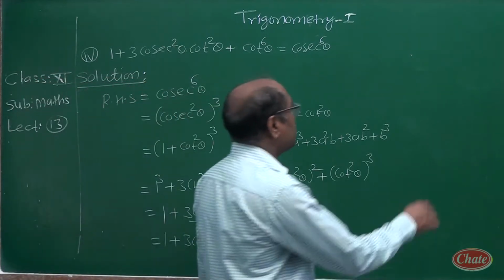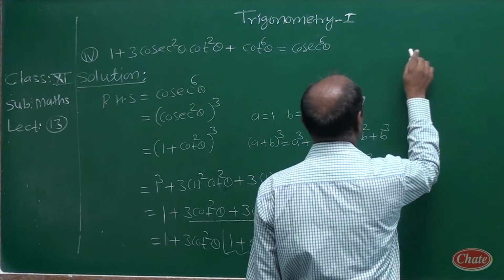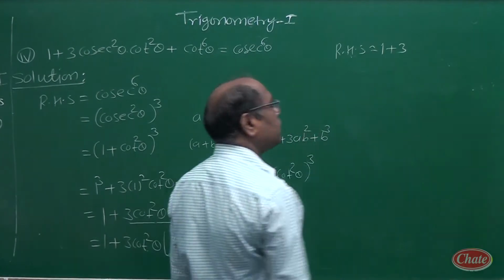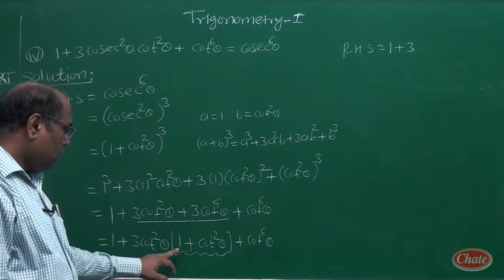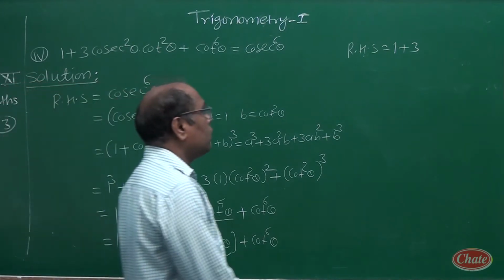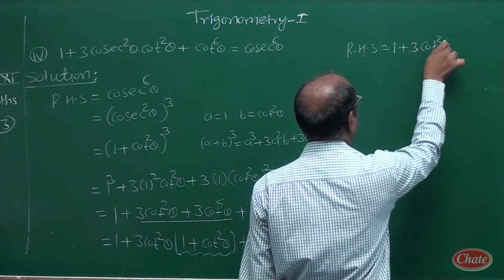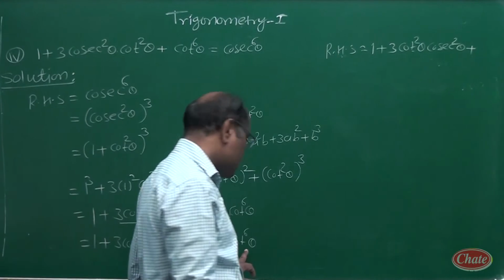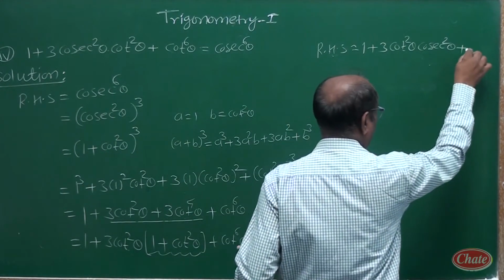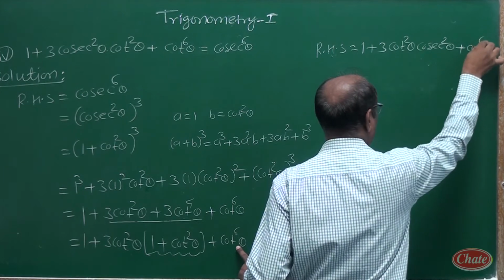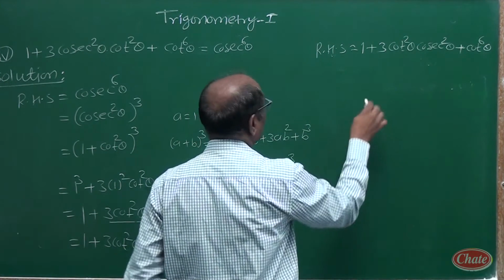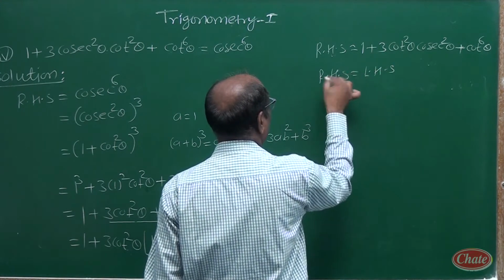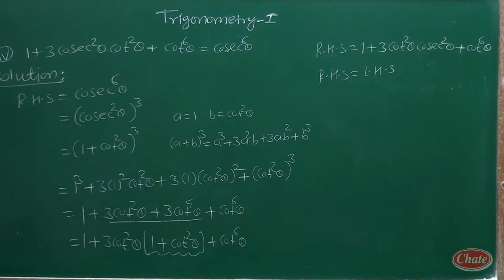1 plus cot square theta is equal to cosec square theta, and therefore the right hand side is equal to 1 plus 3 cot square theta into cosec square theta, plus cot raised to 6 theta, and that is nothing but the left hand side. So RHS is equal to LHS, and that is the required proof.